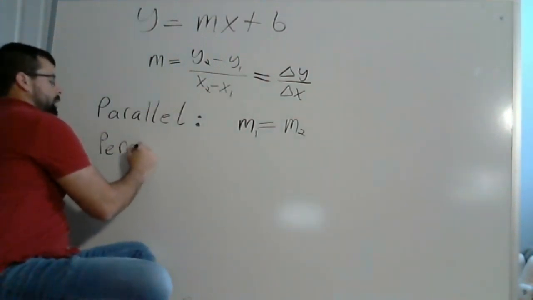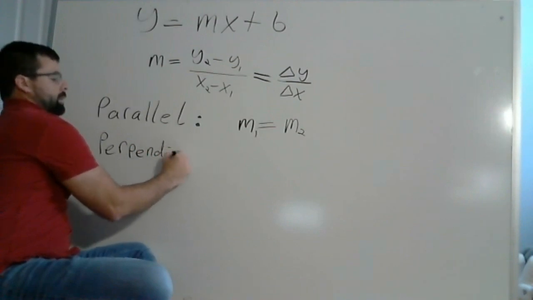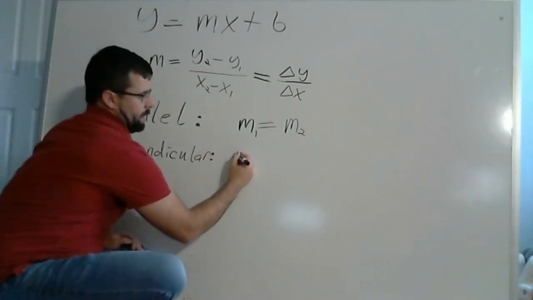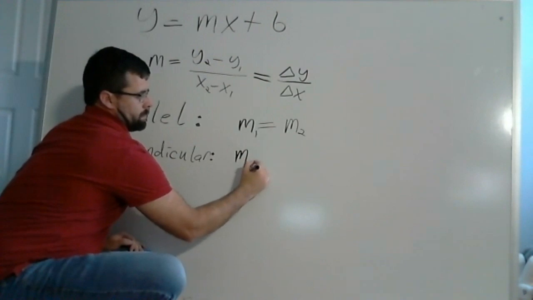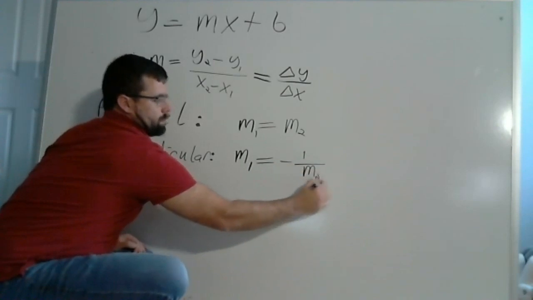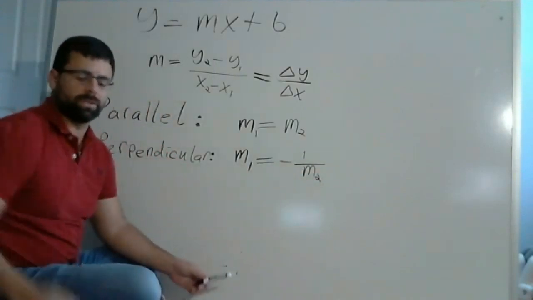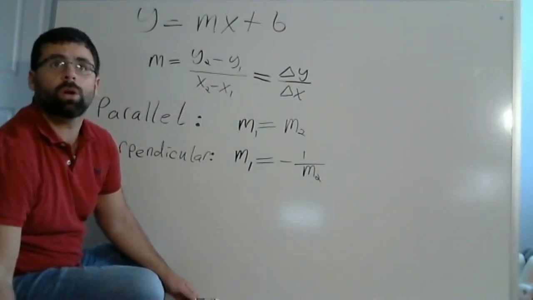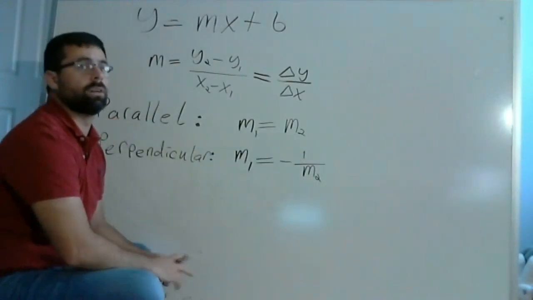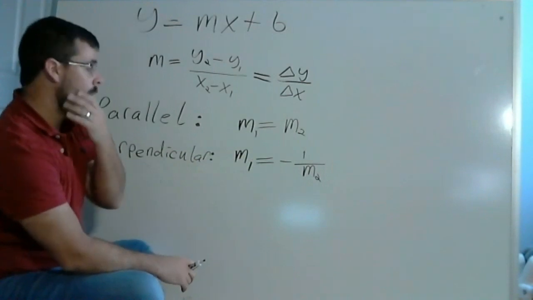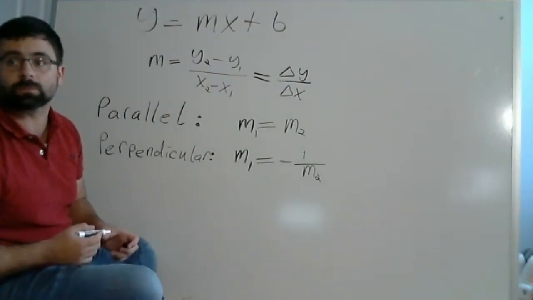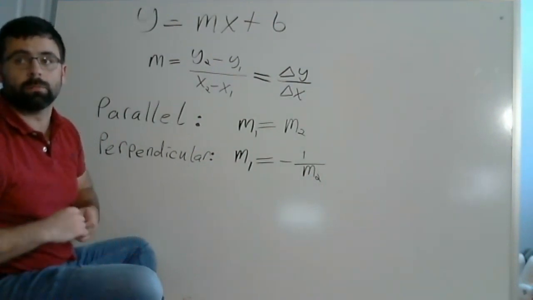And then for perpendicular, we had that the slopes are completely opposite of each other. So one slope is the negative inverse, or the negative reciprocal, of the other one. So this is the basic overview of the kinds of things that we went over before the break.